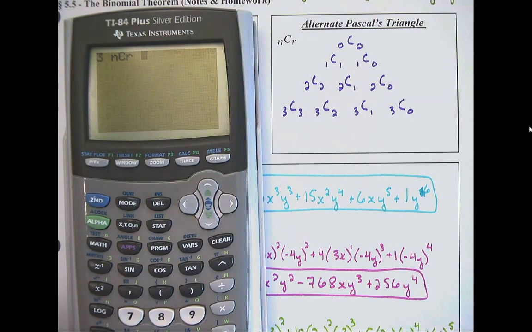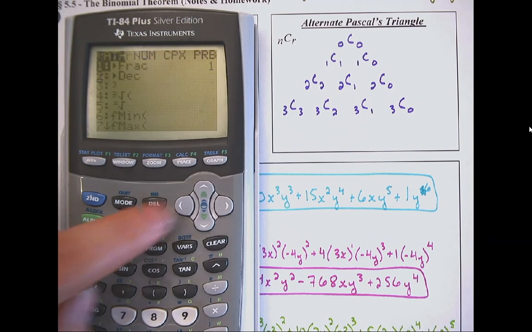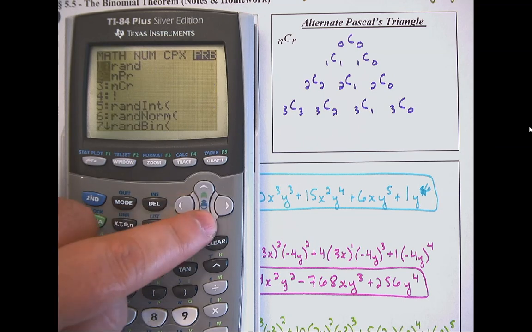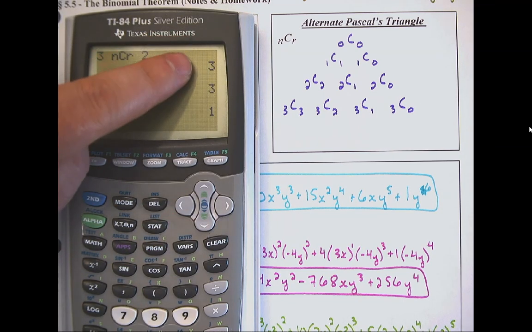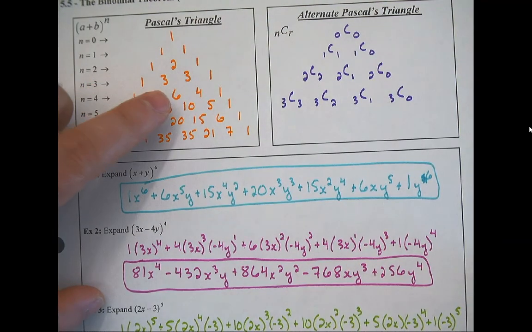3 choose 3. Only one way. You've got to choose everybody. 3 choose 2. There are 3 ways. 3 choose 1. There are 3 ways. And then 3 choose nobody. What are our coefficients? We lost the other one, but it was 1, 3, 3, 1.